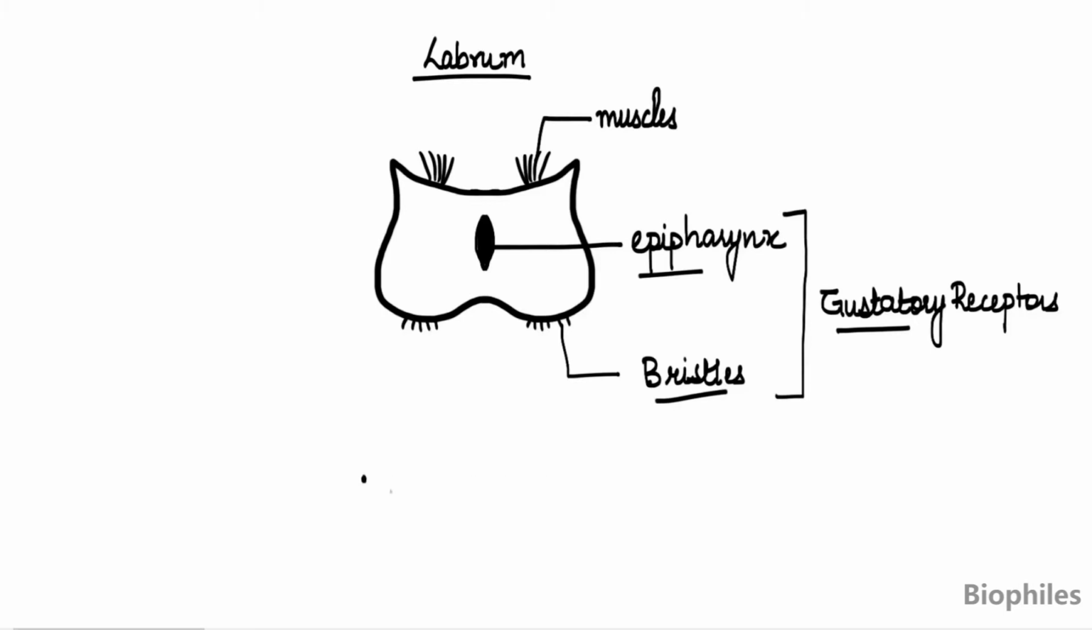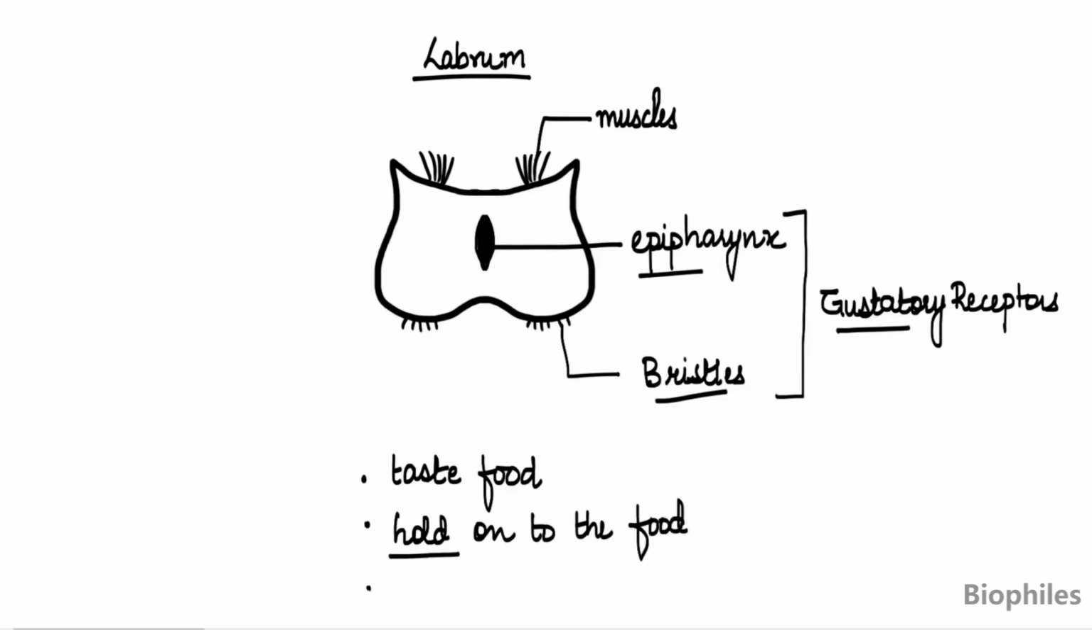What else is the function of the labrum? The labrum, first of all, we can say that it helps to taste the food, and the labrum also helps to hold on to the food. Another function of the labrum is to form the roof of the mouth. So the upper part of the mouth is guarded by the labrum.